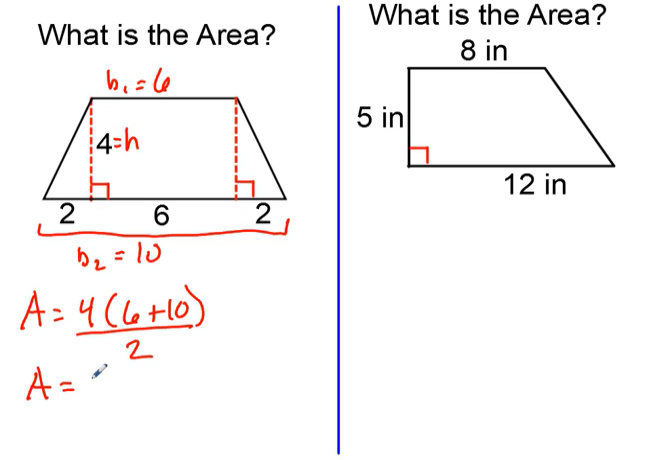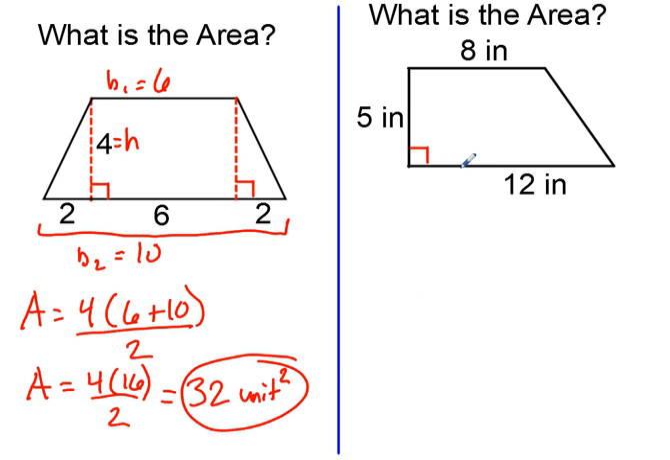So my area is going to be equal to 4 times 16 divided by 2. So my area is equal to 32 units squared, since they didn't give me inches or centimeters or feet.